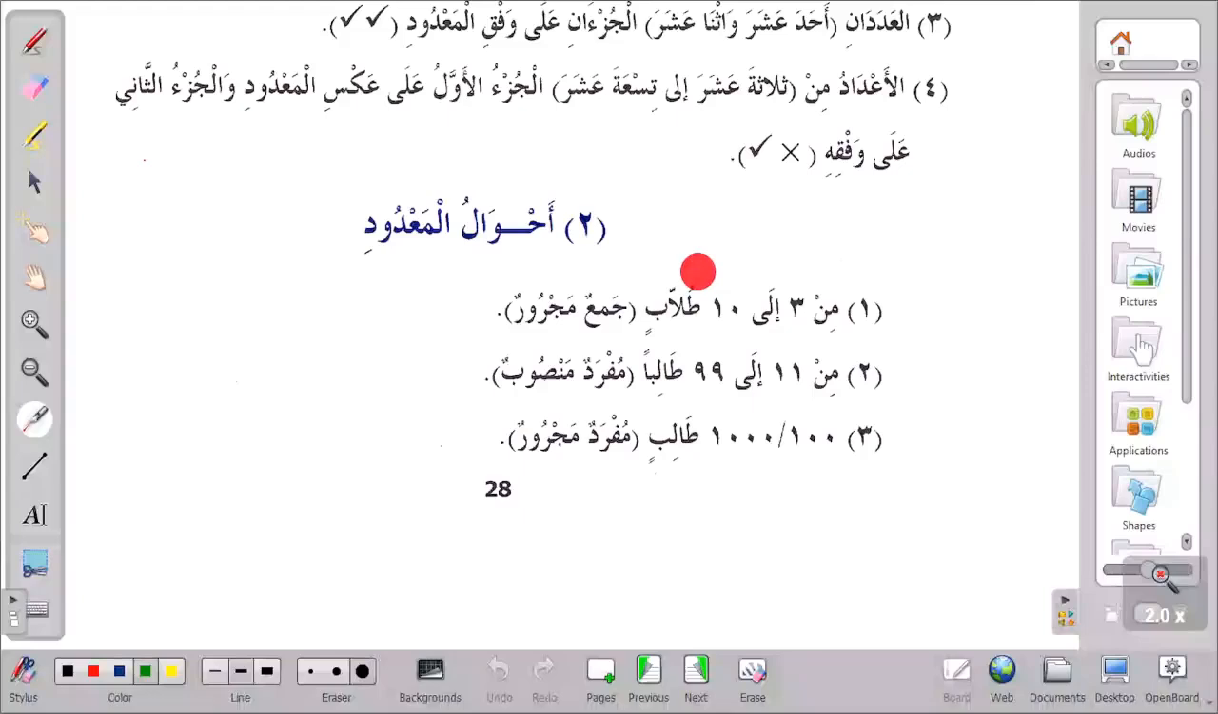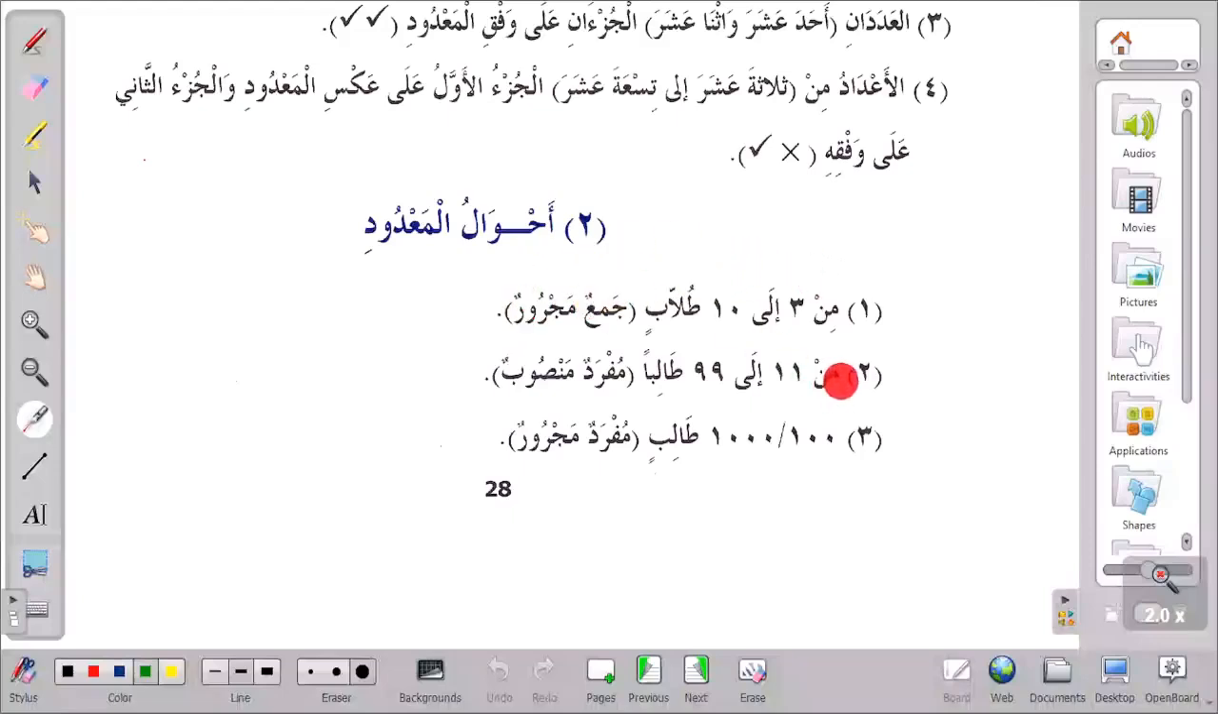Salasatu aklamin, not kalamin, aklamin. The thing should be plural from 3 to 10. Then second, it should be majrur. Salasatu aklamin, it should be majrur. So first plural, and second, majrur, from 3 to 10.